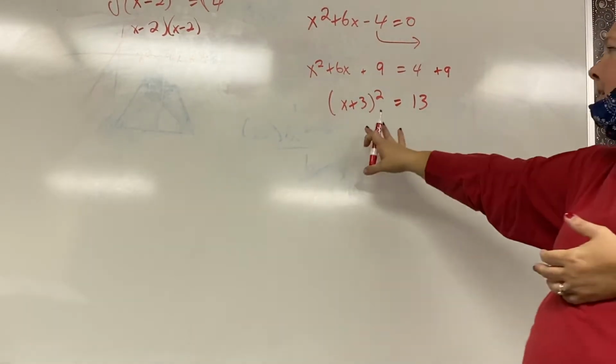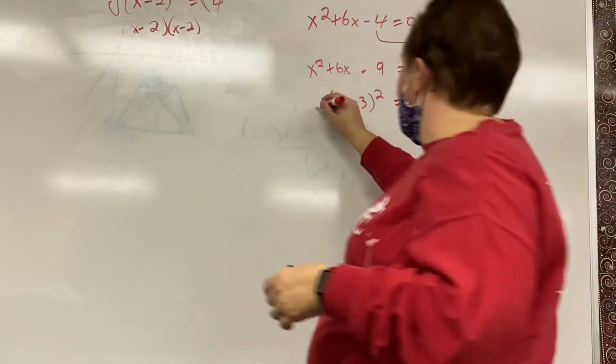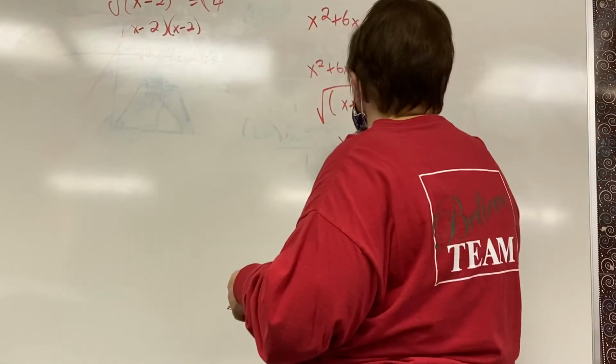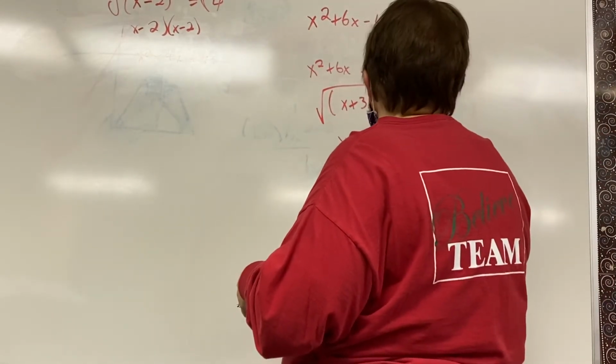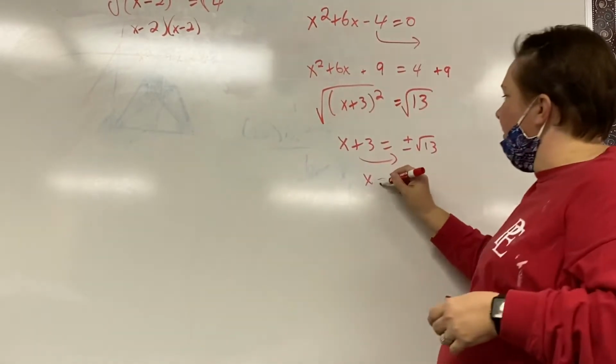And now, have you seen this before? From here, what do we do? Square root both sides. Square root on both sides gives us x plus 3 equals plus or minus square root of 13. Don't forget that. And then move the 3 over.